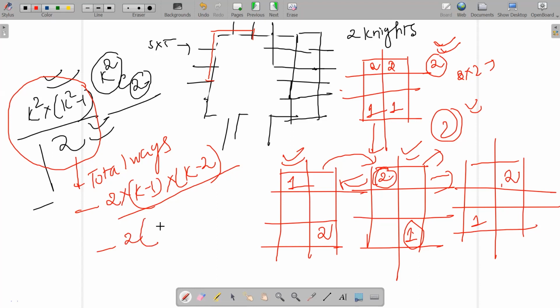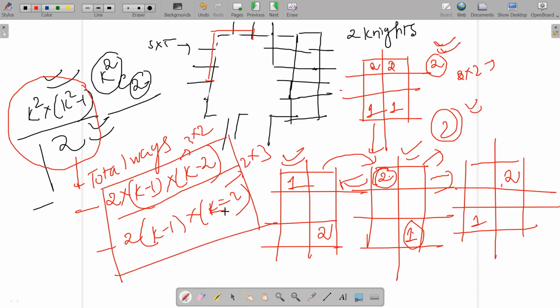Okay, this is for 3x2 boards, right? And we will be having k-1 into k-2 whole multiplied by 2x3 boards. This is the total number of ways we can place our knights so that they attack each other. So what's the total ways?